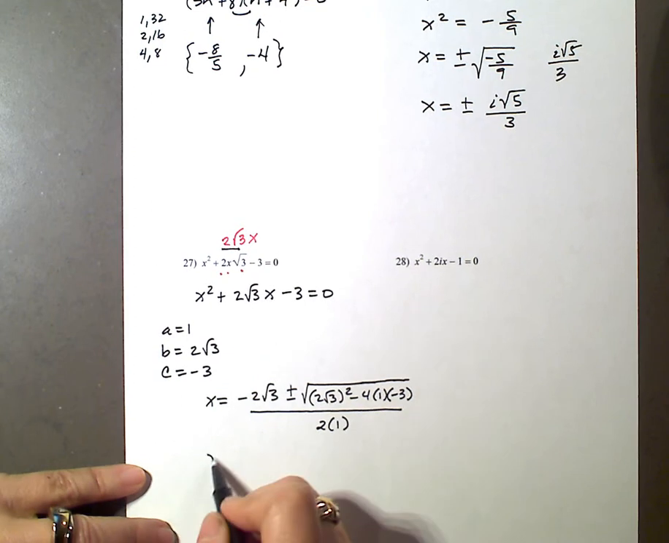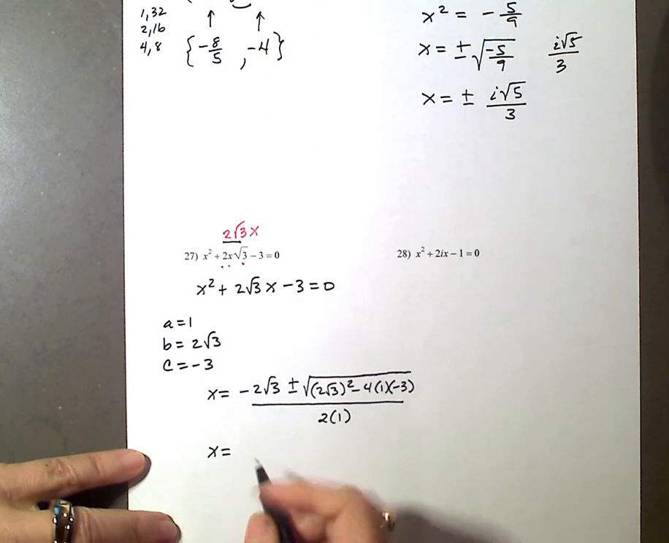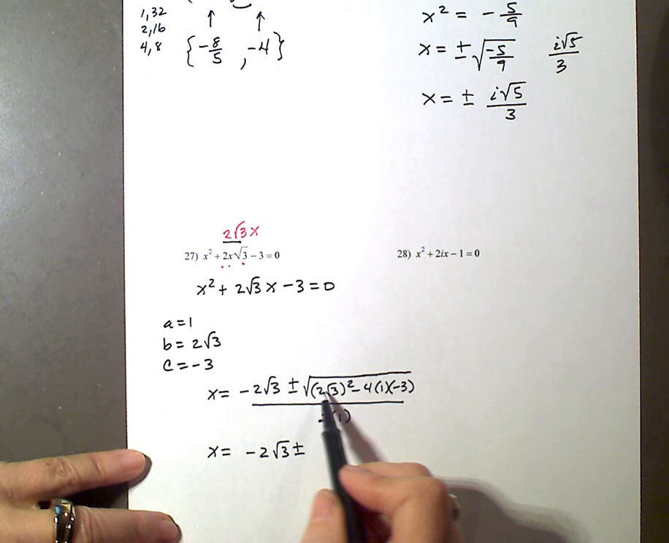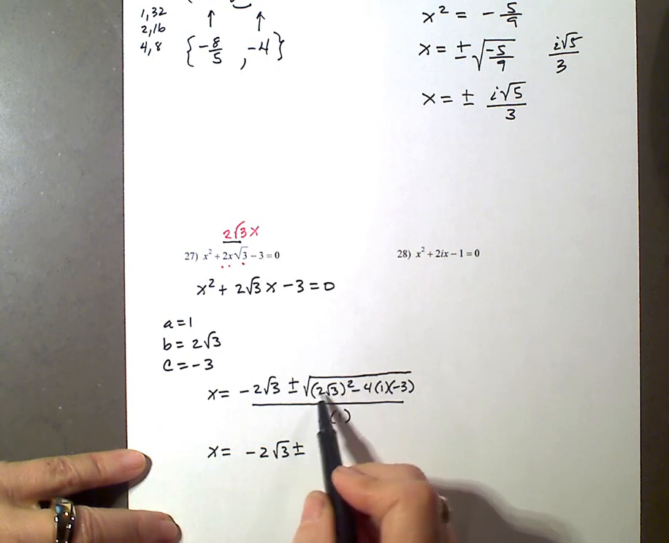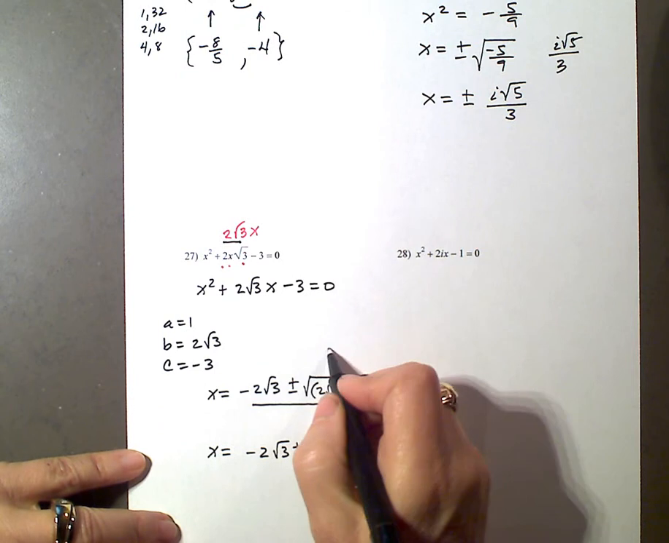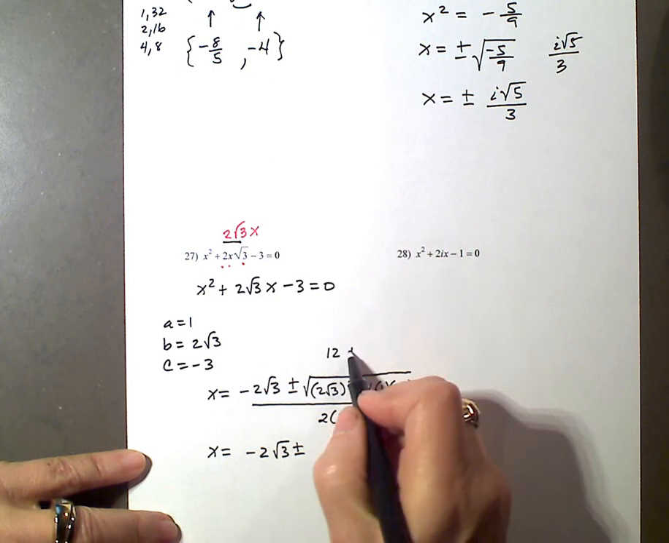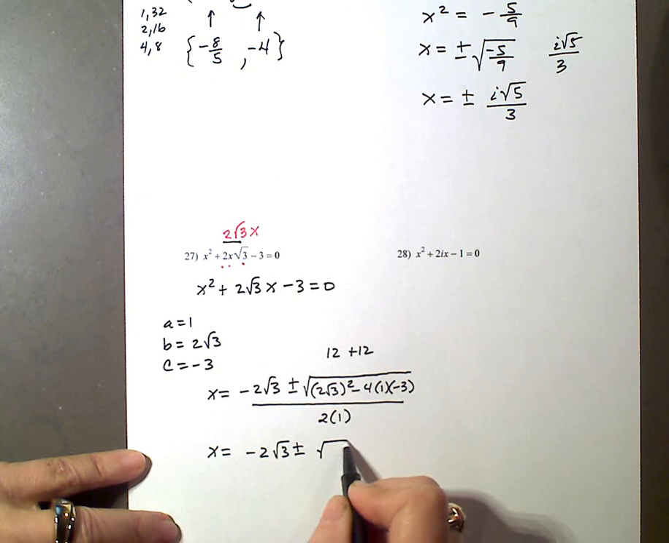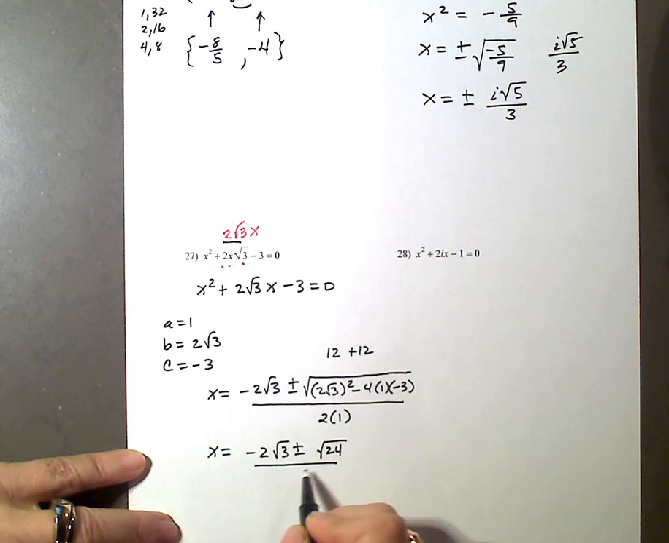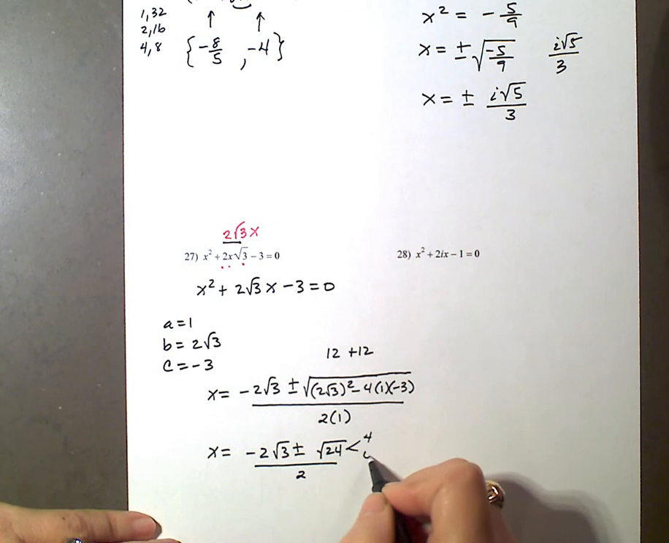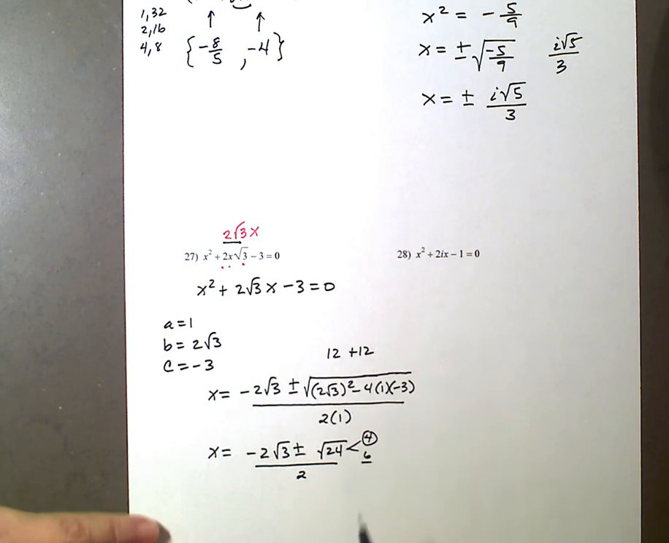So x is equal to negative 2 root 3 plus or minus. Now, how is this going to simplify? 2 squared times root 3 squared is 2 squared is 4 times 3, so that's a 12. And then we're subtracting a negative 12 here. So we're adding 12. So this is really the square root of 24 all over 2. So 24 has a perfect square of 4 in it. So a 2 comes out and a 6 stays in.